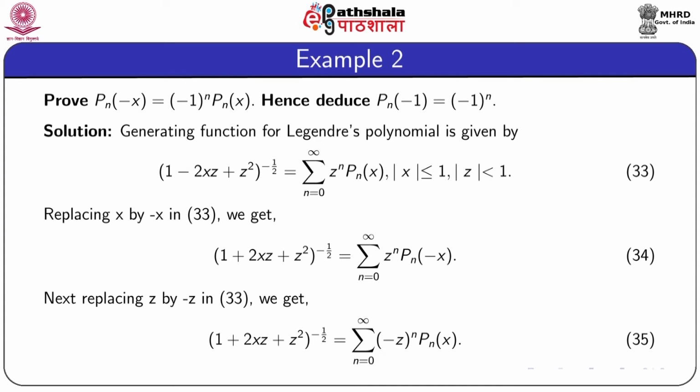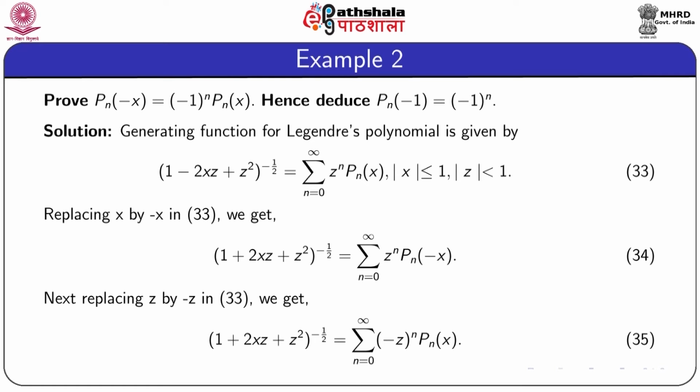In our second example, we have to show that P_n(-x) is equal to (-1)^n P_n(x). Again, we start with the generating function for the Legendre's polynomial, which is given by equation number 35. What you do here is, first you replace x by -x in 35, and if you do that, you will get (1 + 2xz + z^2)^(-1/2) equal to summation n equal to 0 to infinity z^n P_n(-x), given by equation number 36.